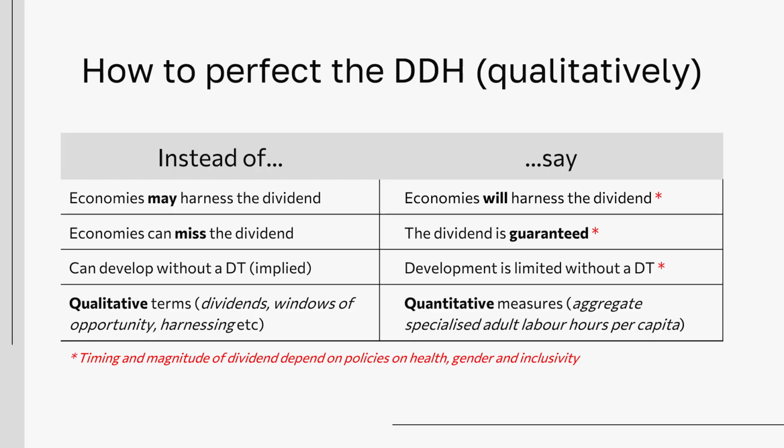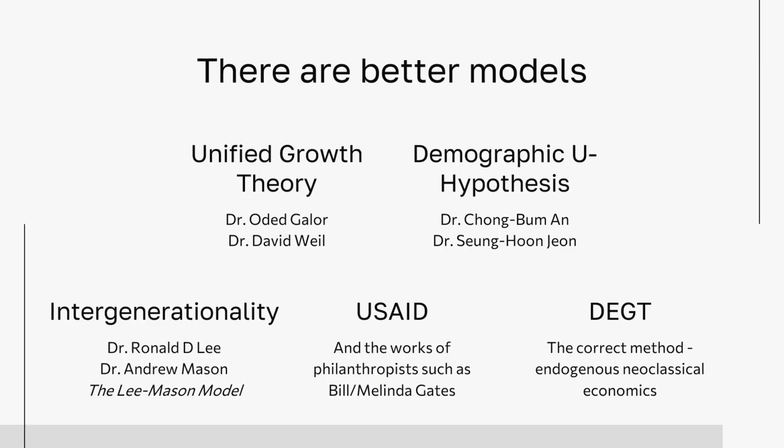So effectively, this is how you perfect the dividend hypothesis, at a quantitative and qualitative level. Like we said, it's not a bad hypothesis. It works, it's just that it has a significant flaw, but this is how you get it to give you good results. Finally, there are simply better models out there.